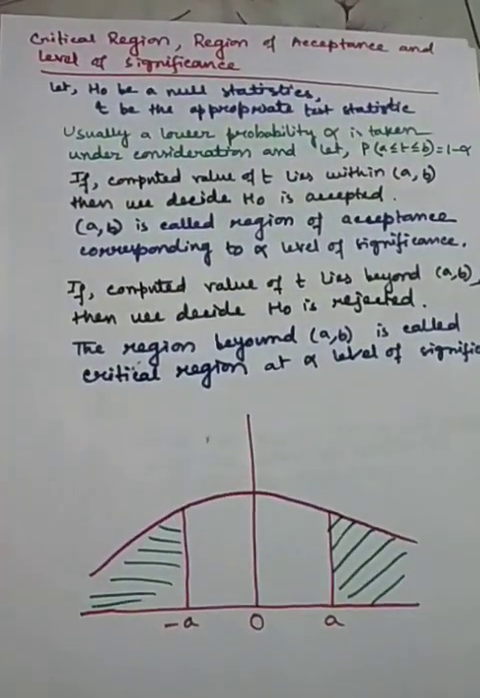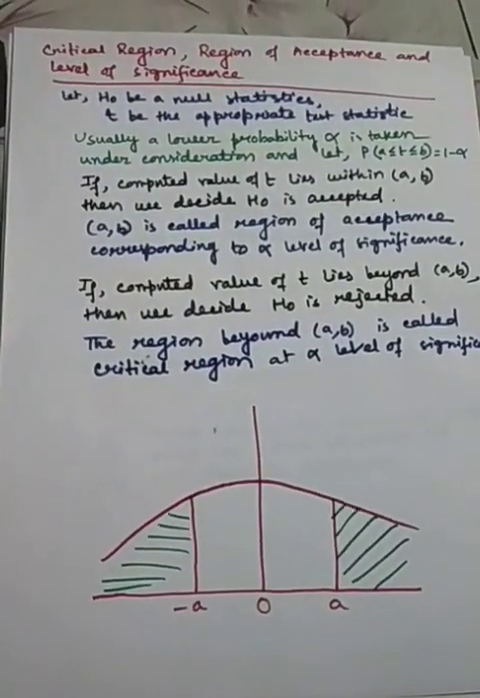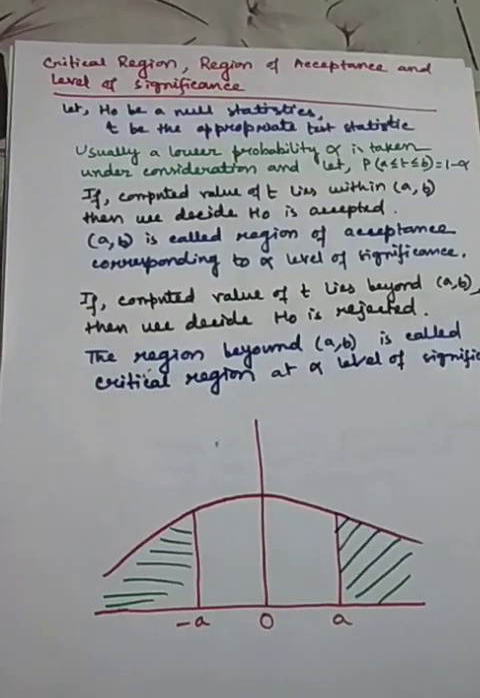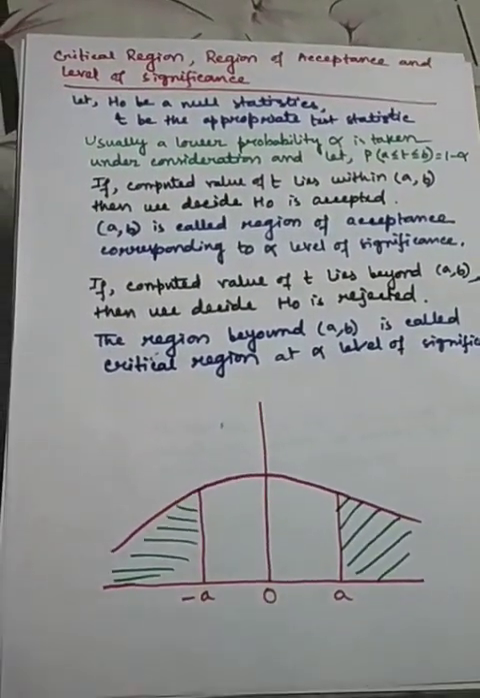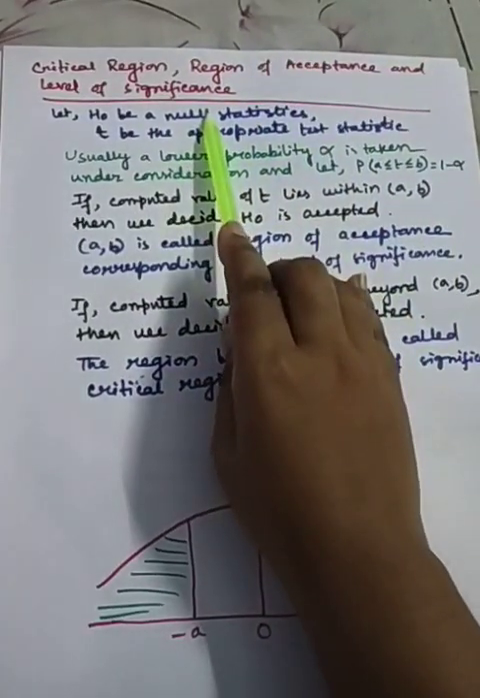Before starting the problem regarding statistics, first we have to know the basic three parameters regarding acceptance or rejection of the null hypothesis. Those three parameters are critical region, region of acceptance, and level of significance.